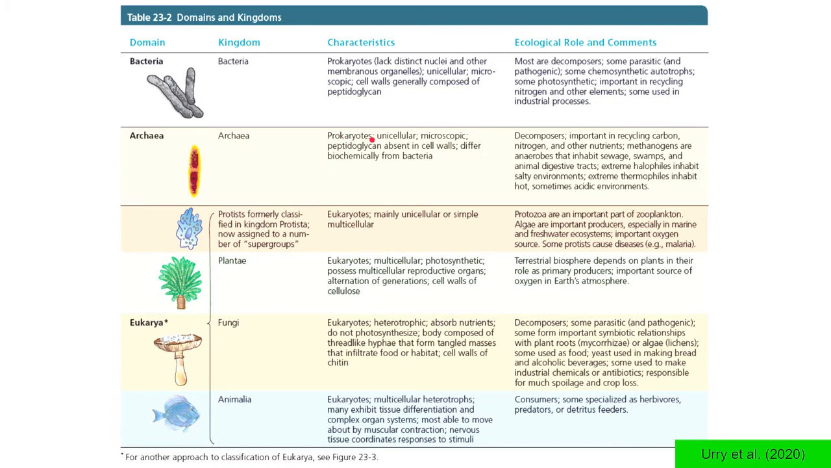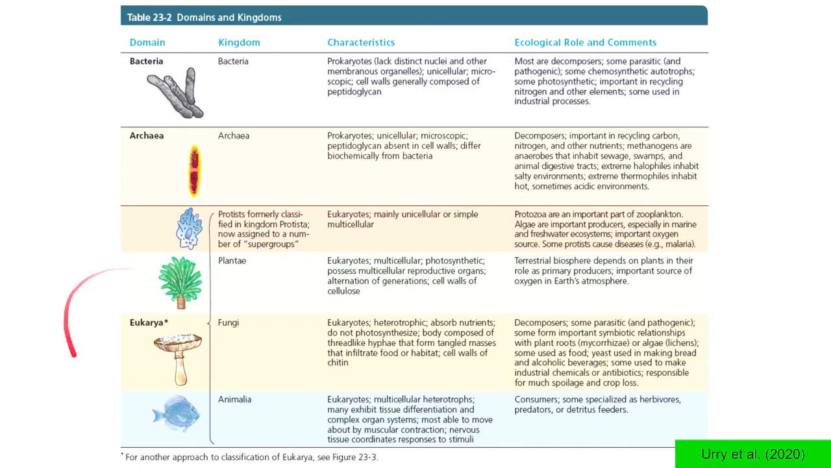These are your prokaryotes again, unicellular microscopic organisms. They also differ biochemically from domain Bacteria. In an ecosystem, these are your decomposers. They recycle nutrients such as carbon and nitrogen. They're found in extreme environments such as swamps, sewage, and even animal digestive tracts. They are also extreme halophiles, which could inhabit salty environments, and extreme thermophiles that could inhabit hot acidic environments.